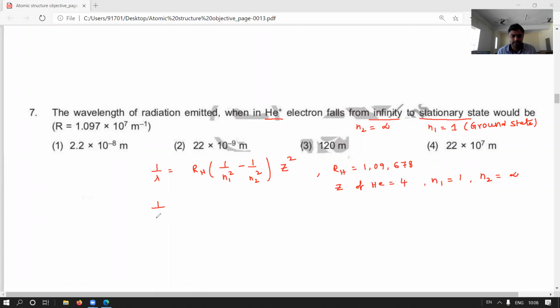So 1 by lambda, just substitute the values. Then we have to find out lambda, the wavelength, for this transition. 1,09,678 into 1 by 1 square, means 1, minus 1 by n2 square, means 1 by infinity square, into Z value 2 whole square.